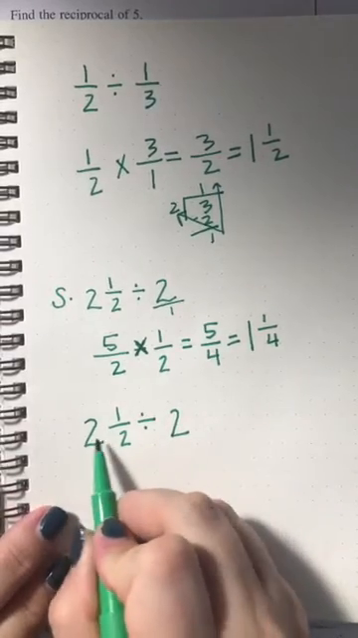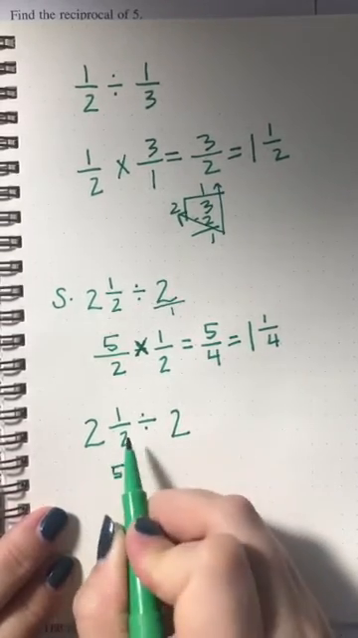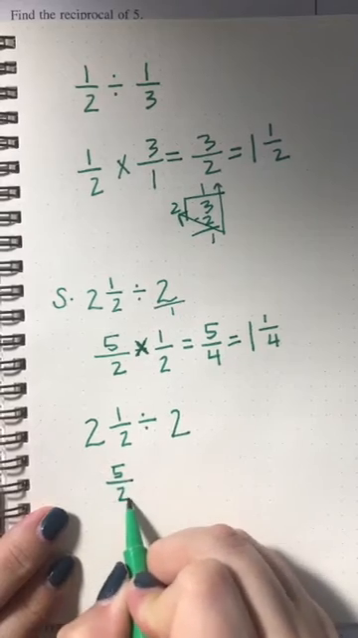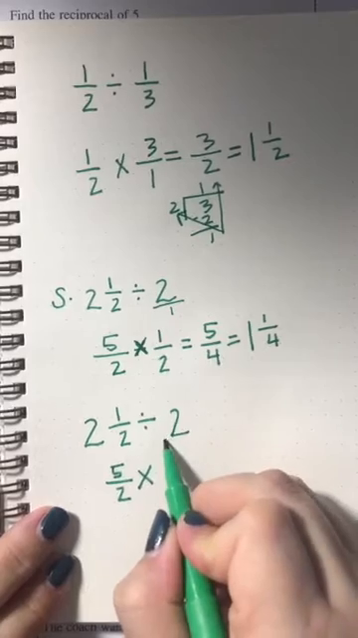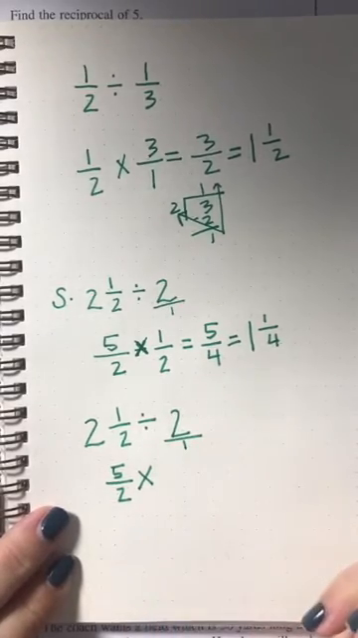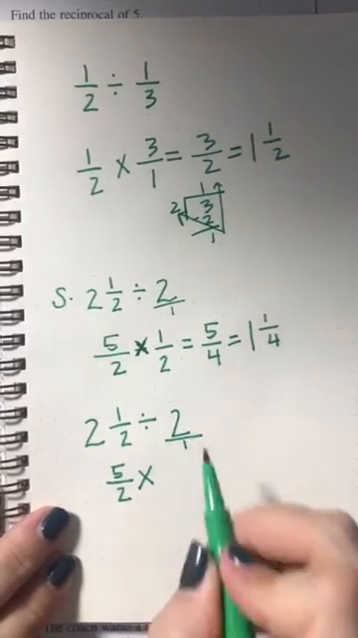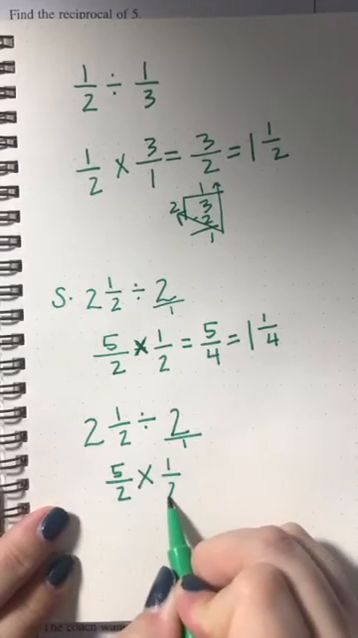2 times 2 is 4 plus 1 is 5. Our denominator stays the same. We're multiplying the reciprocal. The whole number would be made into 2 over 1 as a fraction, but then we flip that and we have 1 over 2.